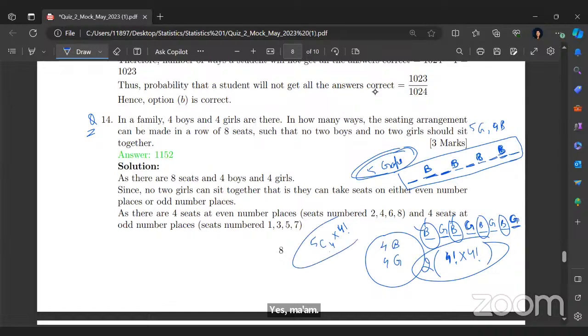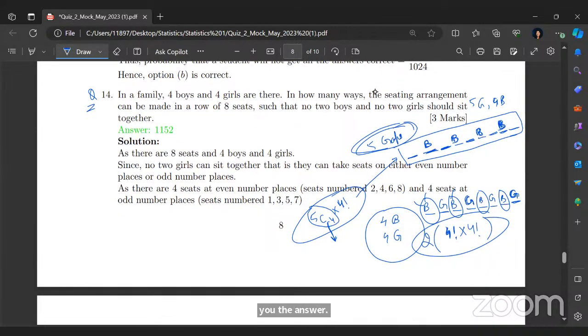Yeah, this is right. What's the issue? First of all, you're choosing 4 places because you have 4 boys. By doing 5 choose 4, you're choosing all the places for boys. And whatever places you have chosen, there you are arranging the boys in 4 factorial ways. So that will give you the answer.